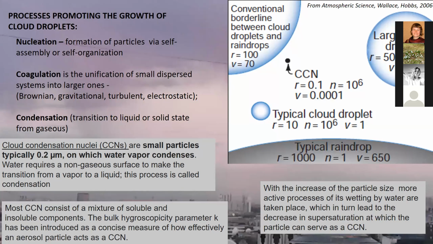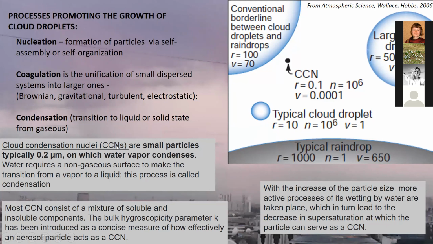But for our study of aerosol cloud interaction, we need to focus on specific properties of the cloud condensation nuclei, so-called CCNs, which are small particles, typically smaller than 0.2 micrometers, on which water vapor condenses. It's a very important part of the physics in cloudiness. So here is the scheme of typical cloud droplets with a radius of about 10 microns. These are large cloud droplets of 50 microns, and you see that the concentration of them drops significantly, and this is the typical raindrop with a radius of 1000 microns.